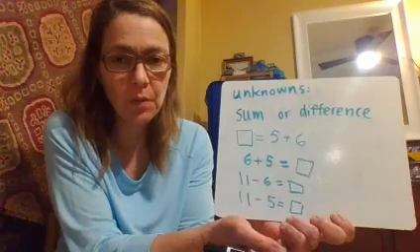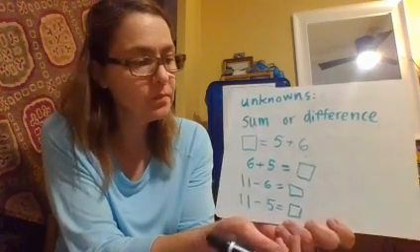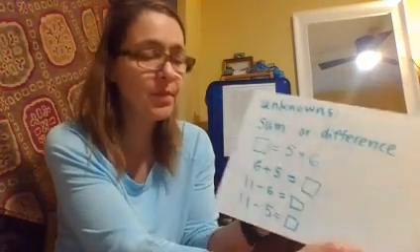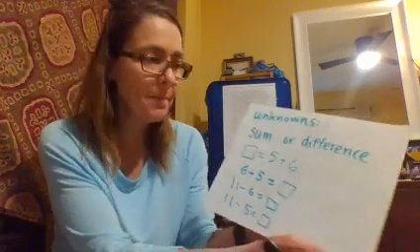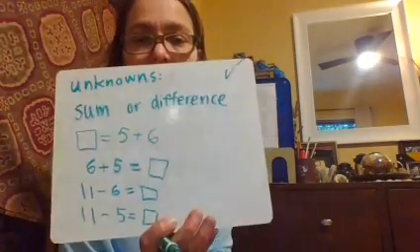The box is the unknown. The box represents the unknown. Okay, so we check. We got this. We know this. We know how to solve these.